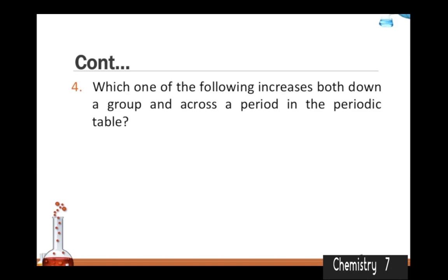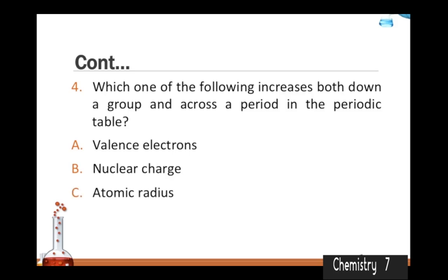Which of the following increases both down a group and across a period in the periodic table? Valence electrons, nuclear charge, atomic radius, or metallic character? Nuclear charge.